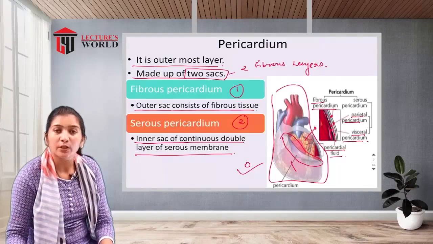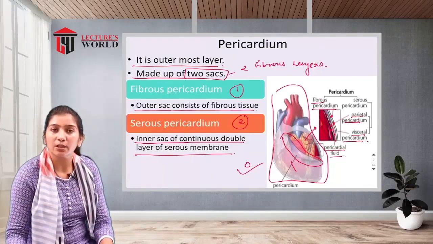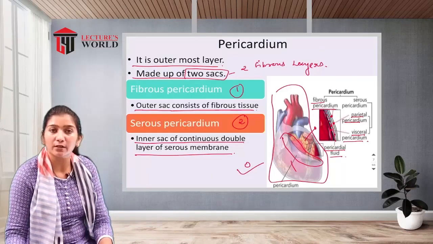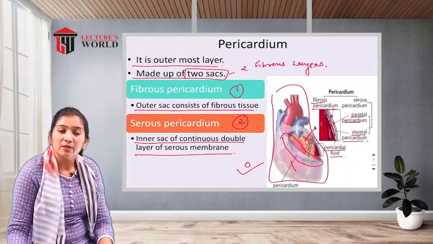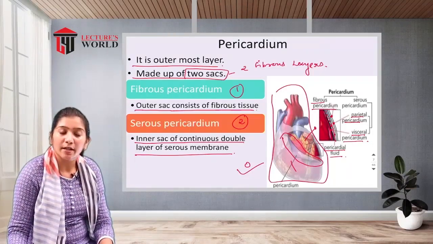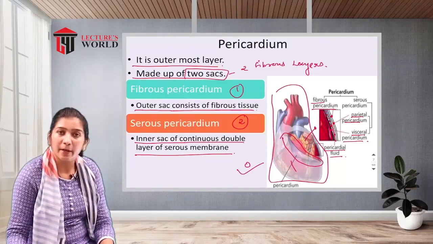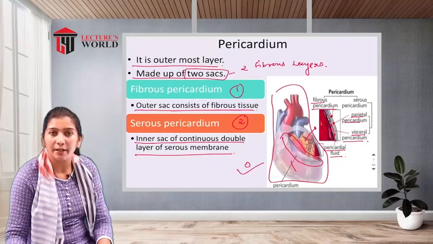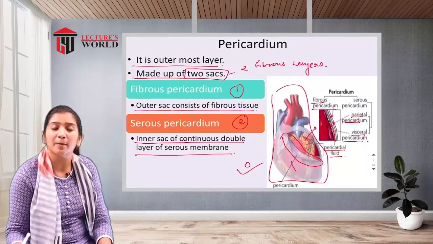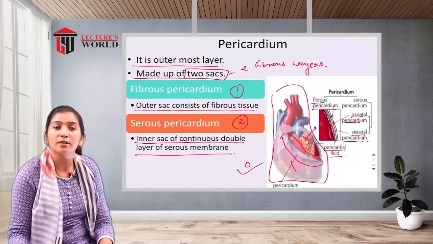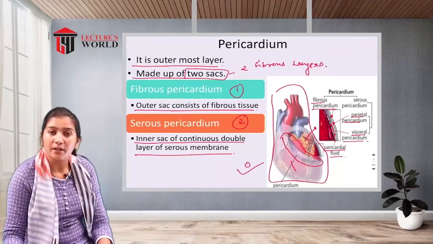So that's all about the pericardium. It is the outermost layer. It is having two layers, fibrous pericardium and the serous pericardium. Serous pericardium is also divided into two types, that is a parietal pericardium and the visceral pericardium. Between the parietal and visceral pericardium there will be the presence of fluid, which is known as pericardial fluid.